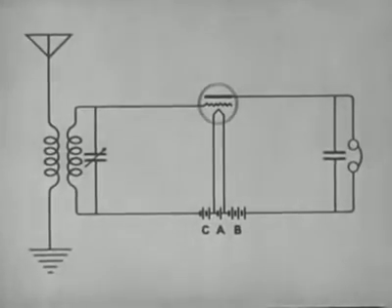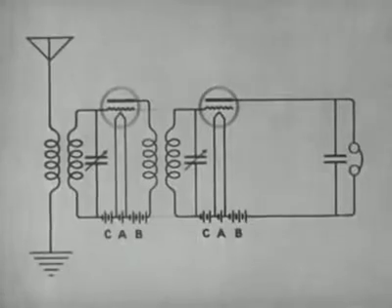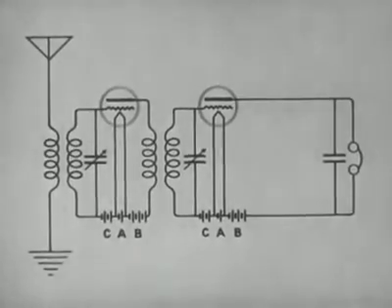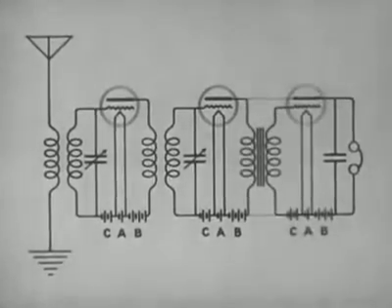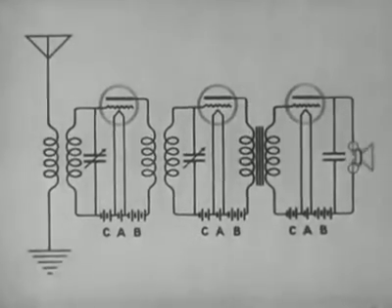If we wish a louder signal, we may add a radio frequency amplifier ahead of the detector. A still louder signal may be obtained by adding an audio amplifier after the detector. We can now use a loudspeaker instead of headphones.